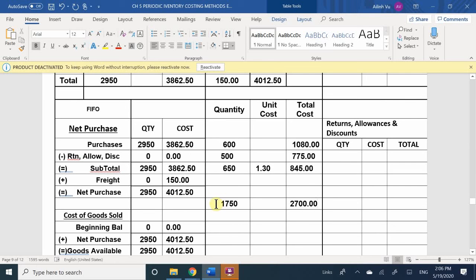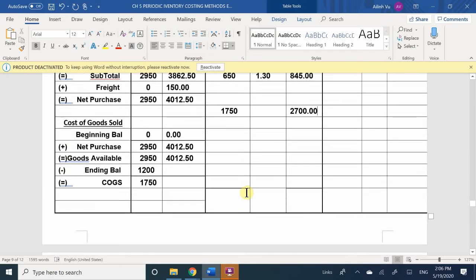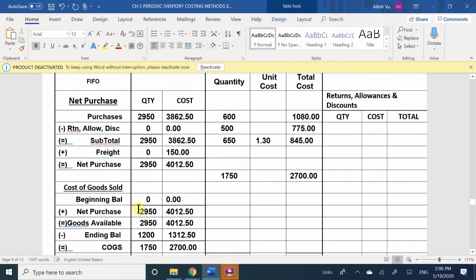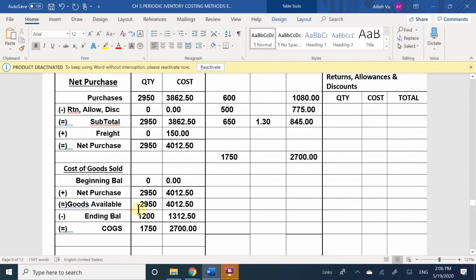So for us selling 1,750 items, it cost us 2,700. We're going to put that number here. And how do we solve for the ending inventory? You subtract 2,700 from 4,012.50, and you should get 1,312.50. Good. So we filled out the table here.